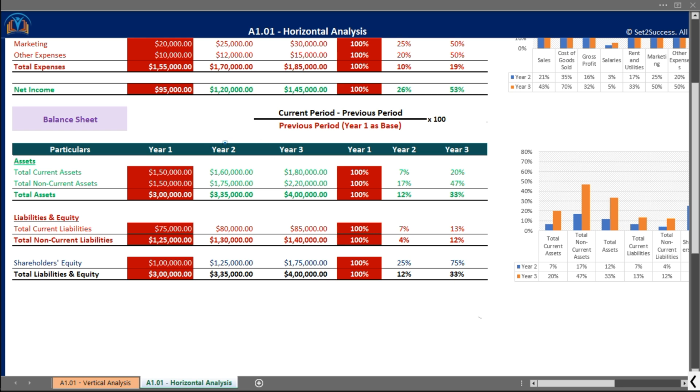If we need to find the growth rate for year 2, we compare with year 1. And when we need to find the growth rate for year 3, we compare with year 2, not year 1. In horizontal analysis, every year is compared with the base year, but in growth rates, every year is compared with the previous year. Year 3 is compared with year 2, year 2 is compared with year 1. This is the difference between horizontal analysis and growth rate.